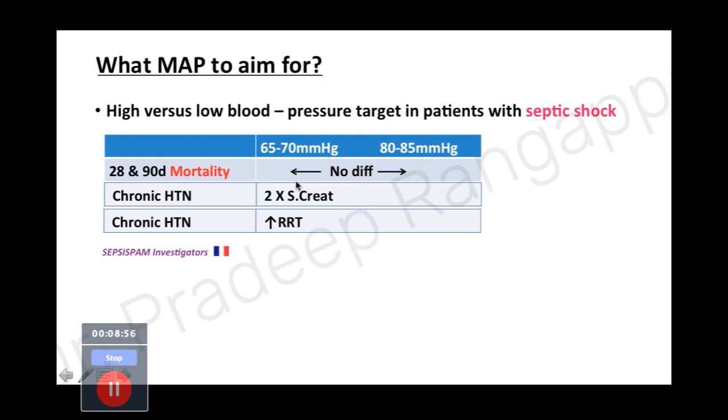There was no difference between the lower MAP and higher MAP groups. But in patients who had chronic hypertension, where the group was maintained at a MAP of 65 to 70, they had a twofold increase in creatinine, which means in someone who is chronically hypertensive, maybe it is desirable to maintain a higher MAP. And in chronic hypertension, when you maintain a lower MAP, the risk of going into RRT was higher. So this is something you can keep in mind. If someone is hypertensive, maybe it is desirable to have a little higher MAP. But if non-hypertensive, a MAP of 65 to 70 may be reasonable. And both did not have any bearing on mortality.